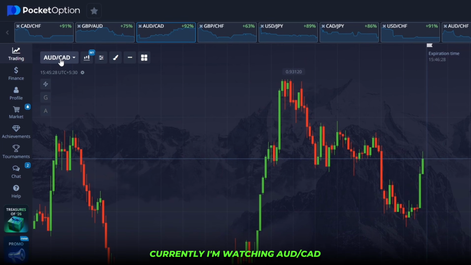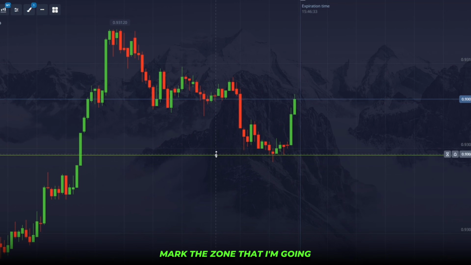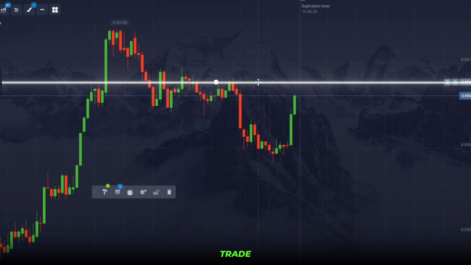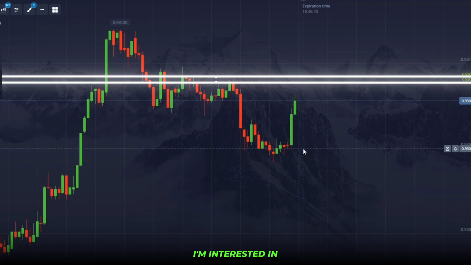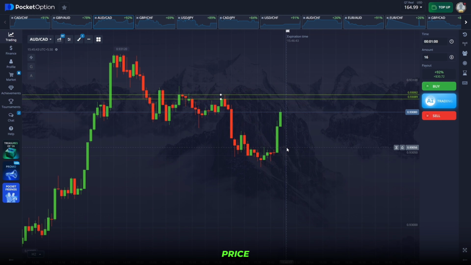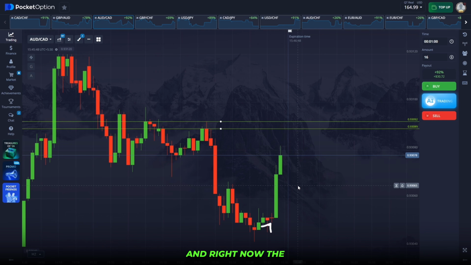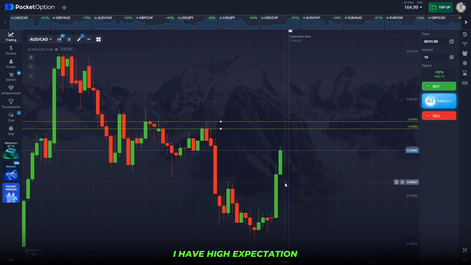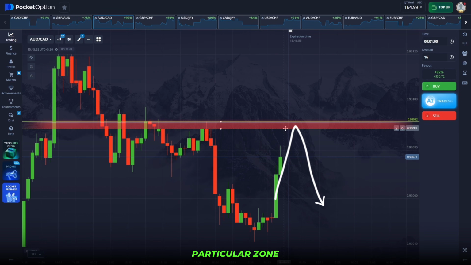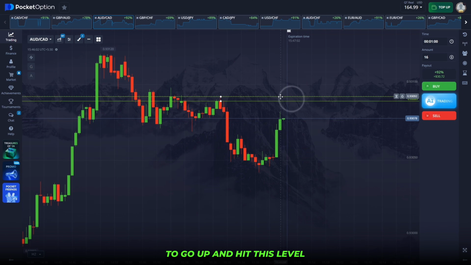Currently, I'm watching the AUD/CAD chart and I have a trade opportunity. Let me first mark the zone that I'm going to use for a trade. So I'm marking a resistance zone which I'm interested in using for a reversal trade. If you focus on this price action, it's a downtrend, and right now the price is retracing back in the upside direction. I have high expectation that after hitting this resistance zone, the price will reverse for 1 minute. So I'm waiting for the price to go up and hit this level.